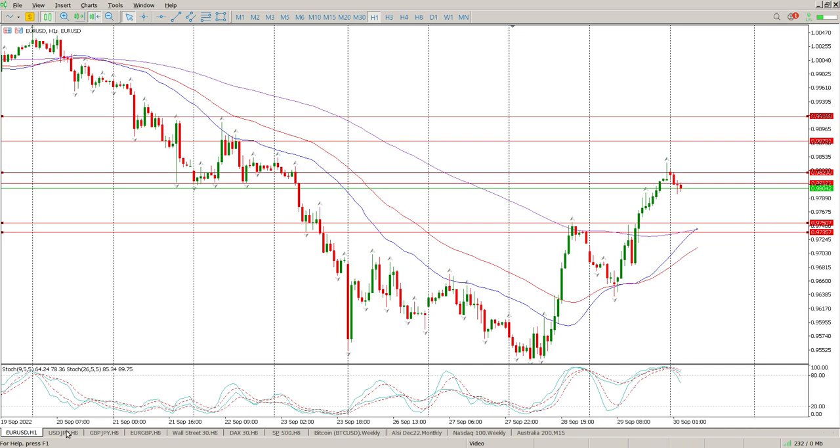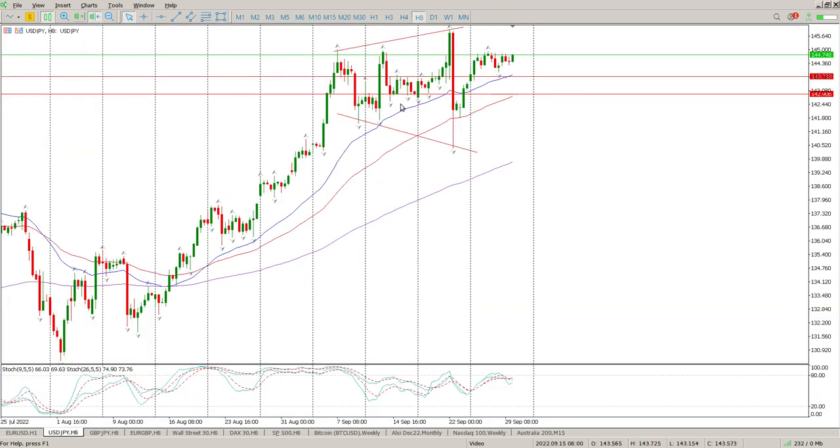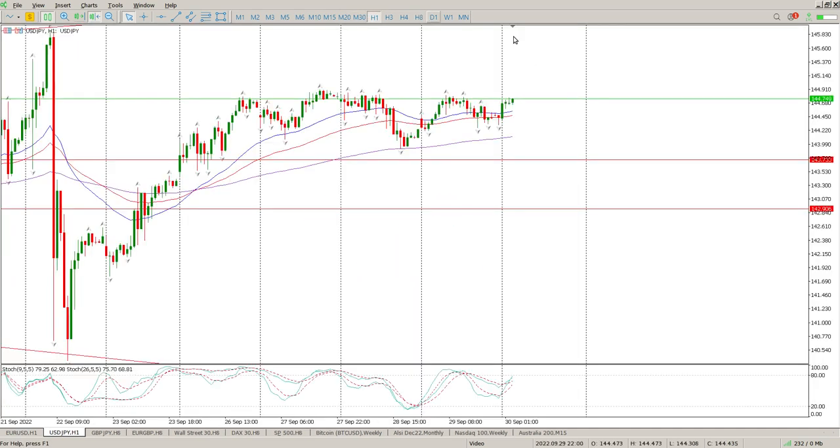Moving on to US dollar Japanese yen. This is still sit on hands. We're still very much in the wedge, and you can see we basically ranged yesterday. Well, we continued to range yesterday, should I rather say. There it is there. So until we break through that range, I have no interest in this.